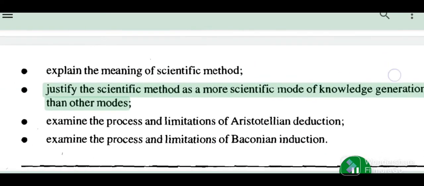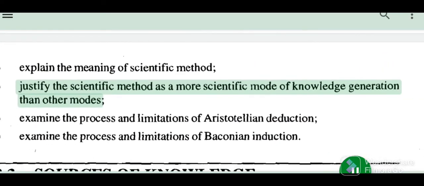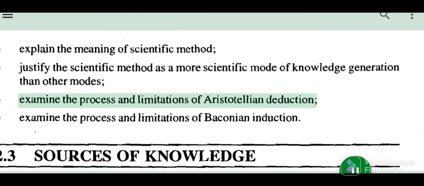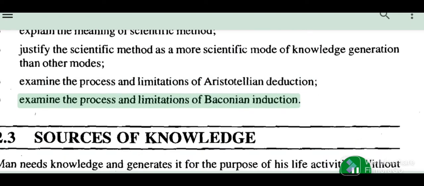Justify the scientific method as a more scientific mode of knowledge generation than other modes. Examine the process and limitations of Aristotelian deduction. Examine the process and limitations of Baconian induction.